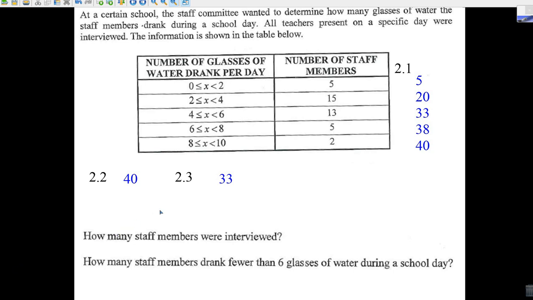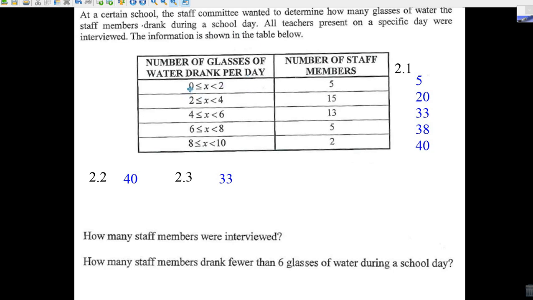Okay, let's try the second question. And the first questions are pretty darn straightforward. There is somebody that's doing a survey here that wants to figure out the staff on how many glasses of water they're drinking. And here we go.